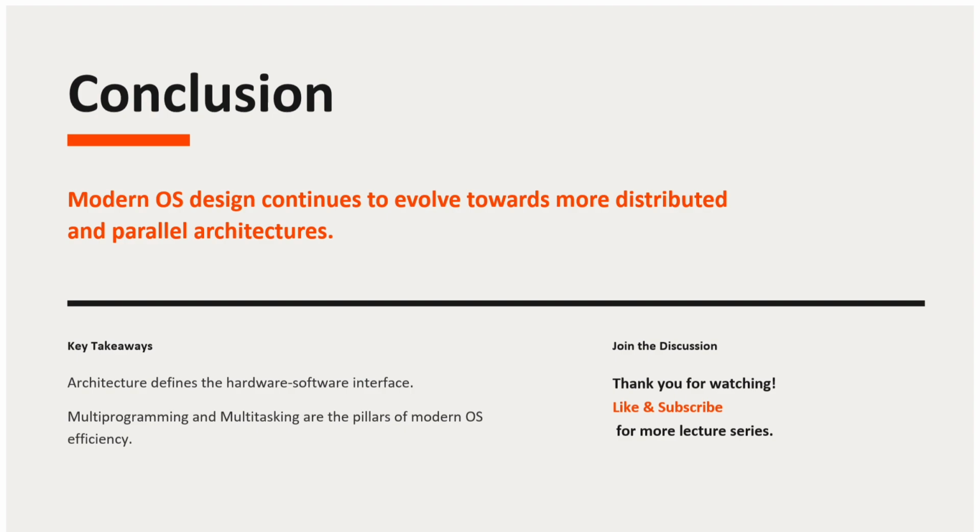To conclude this lecture, modern operating systems are moving towards parallel and distributed architecture. Architecture defines how software interacts with hardware, and multiprogramming and multitasking are the backbone of modern OS efficiency.